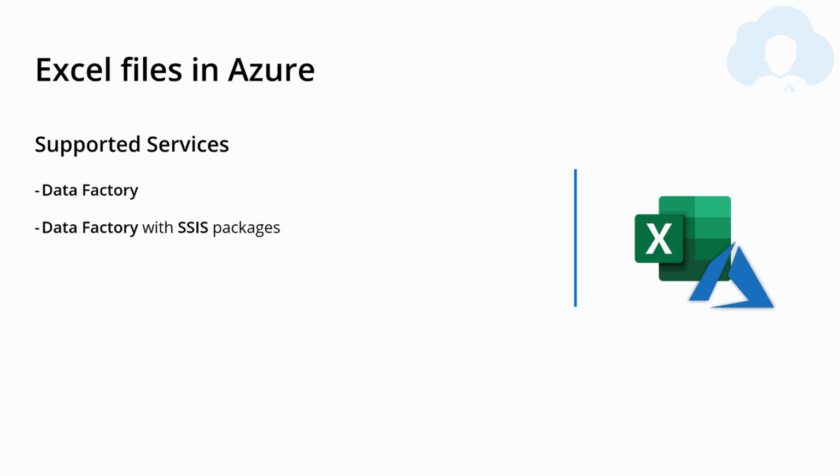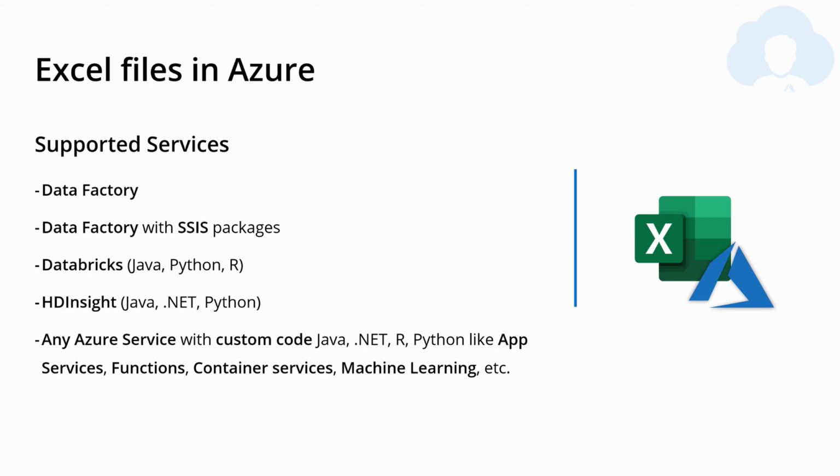Although if you just need a simple extraction of Excel files, SSIS packages might be quite a big overhead for you. Additionally, you have Databricks and HD Insight, big data technologies that allow you to import external libraries to parse the Excel files. And because you can write the code in those solutions yourself, you can actually extend those packages and add some custom logic. Additionally, any service within Azure that allows you to develop custom code in Java, .NET, or Python, like App Services for web applications, Functions for serverless programming, any container service, or machine learning service. Any of those services allow you to build custom code and therefore leverage custom libraries to parse Excels quite effectively.